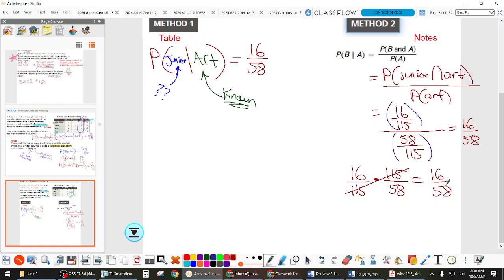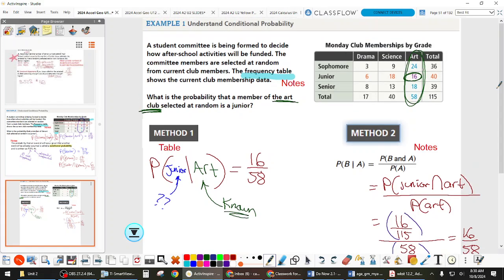Now, one thing to note, both of these depended on the table. So what if we don't have the table? Like, what if I just said, what's the probability of, I don't know, getting a speeding ticket given that you own a red car? Well, we don't know any probabilities, so how do we answer that?